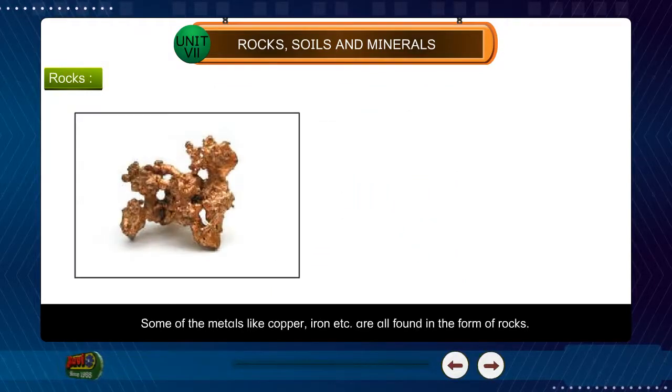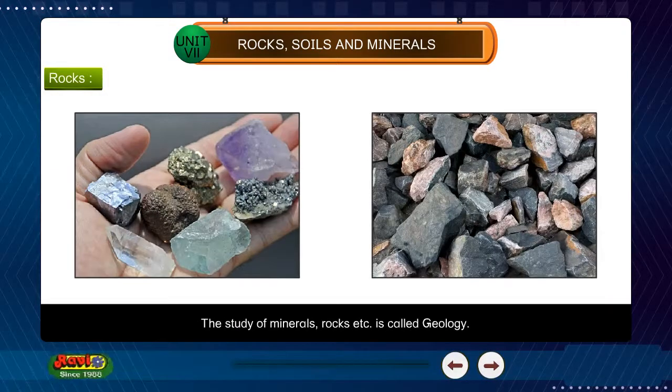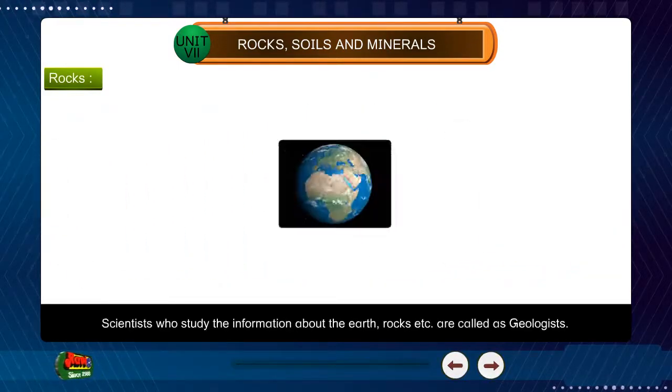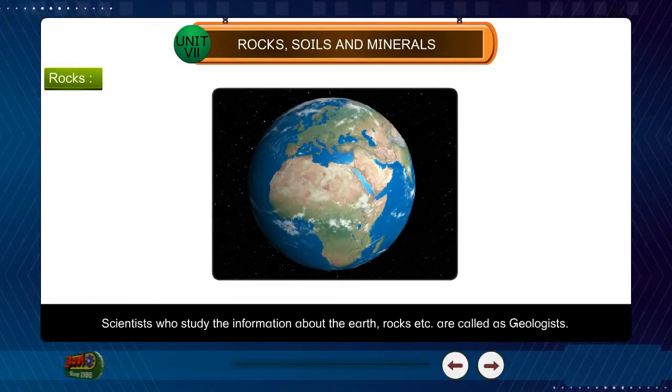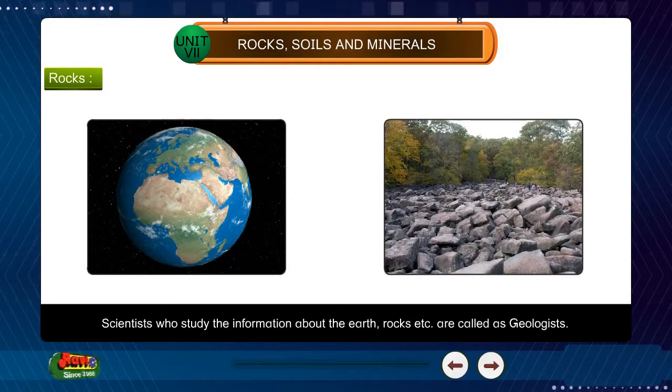Some of the metals like copper, iron, etc. are all found in the form of rocks. The study of minerals, rocks, etc. is called geology. This is a kind of science. Scientists who study the information about the earth, rocks, etc. are called geologists.